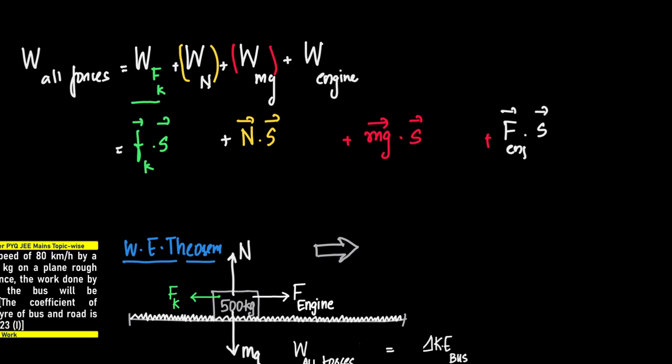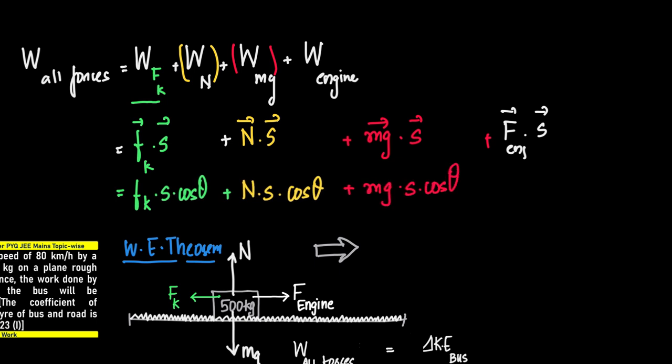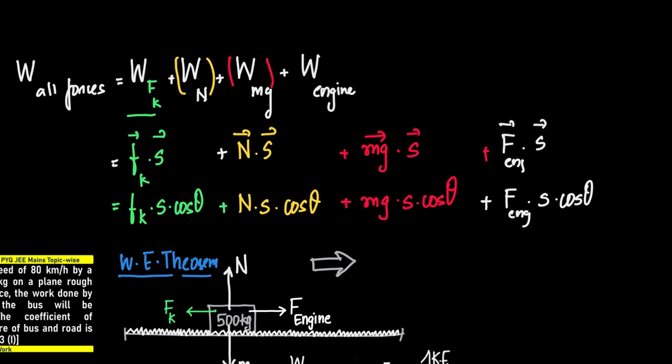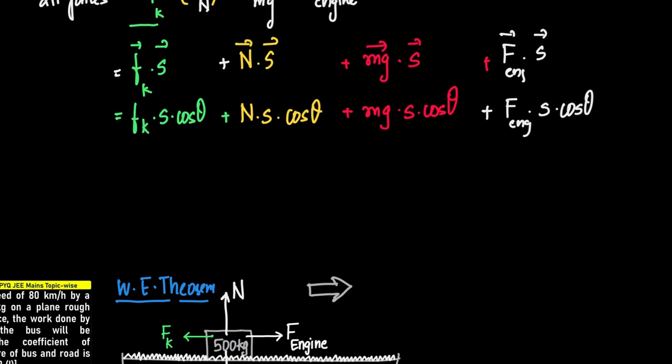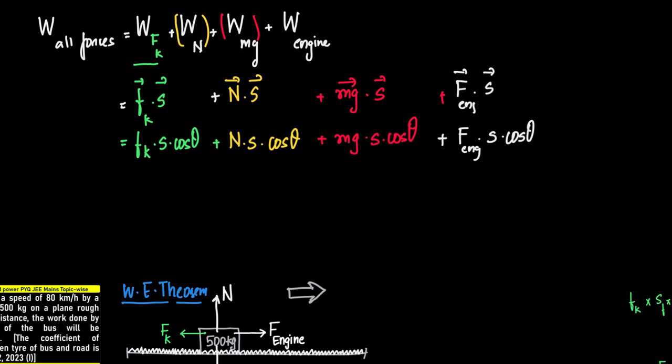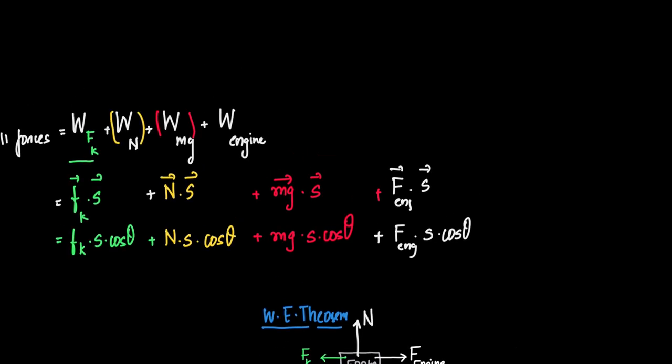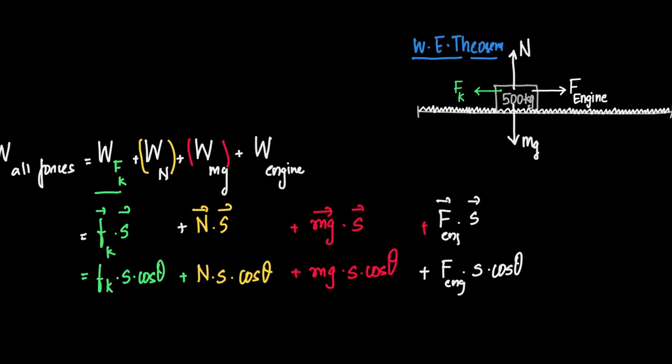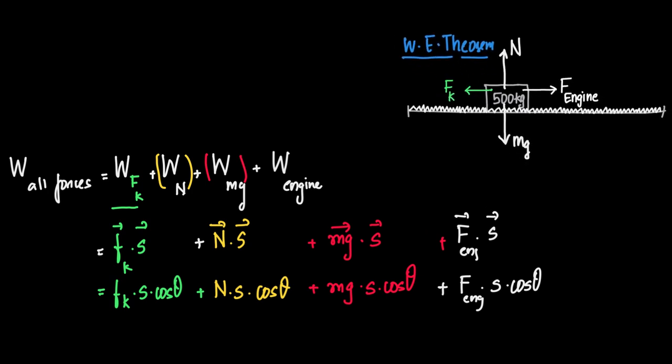Okay, F dot S. Now what is this equal to? This is equal to force of kinetic friction into displacement times cos theta, plus, what is this? Magnitude of normal reaction, displacement magnitude into cos theta. Now what is this equal to? mg into s into cos theta. And what is this last one equal to? This is force of the engine into s into cos theta. Right, so this is what we have. Now, if you try to understand every diagram here, maybe I'll just make use of this diagram here. Okay, and let us try to understand every concept in detail.